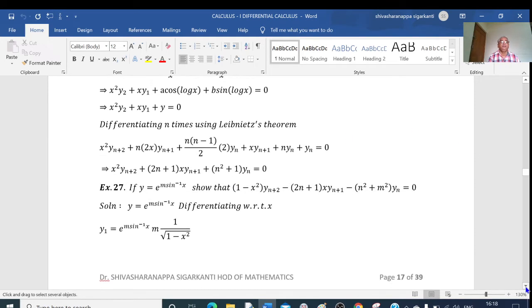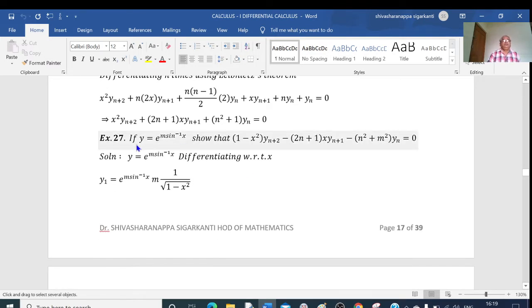Next example. If y equal to e to the power of m sin inverse x, show that 1 minus x square into yn plus 2 minus 2n plus 1 into x into yn plus 1 minus of n square plus m square into yn is equal to 0.